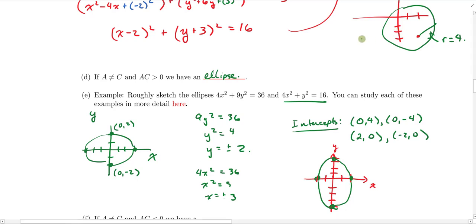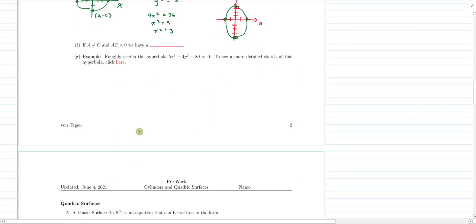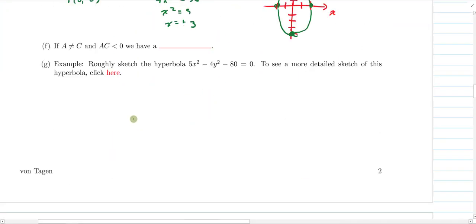So of the conic sections, the one that you might have forgotten would be hyperbolas. And so a hyperbola is again where the A value is not equal to C, but in this case their product is negative. So if that's the case, what you would end up with is a hyperbola. And here you can see I've got this hyperbola right here. Here the A value is 5, the C value is negative 4, and their product is negative 20. So when that's the case, you're going to end up with some sort of hyperbola.